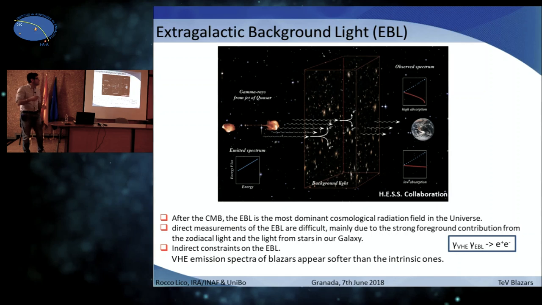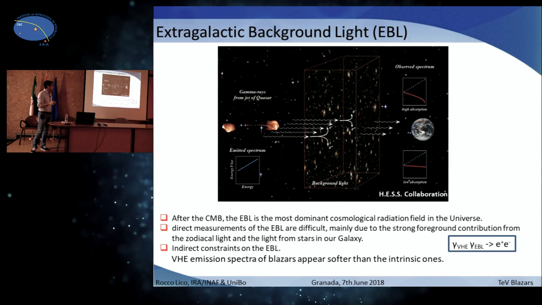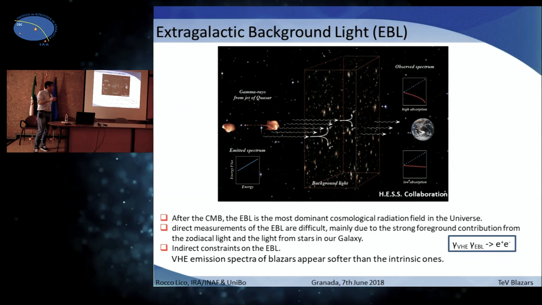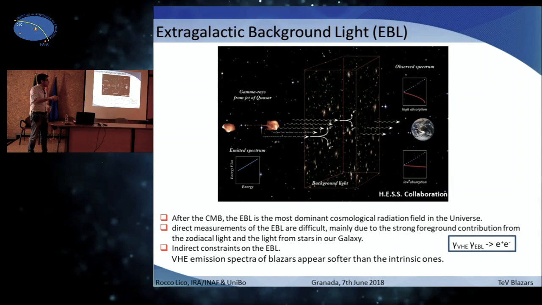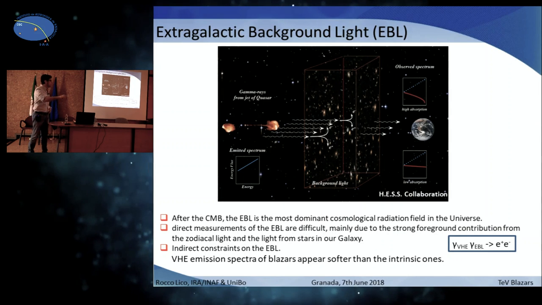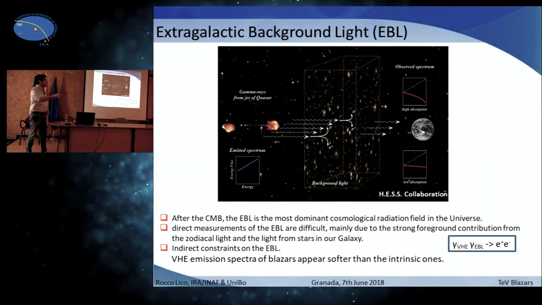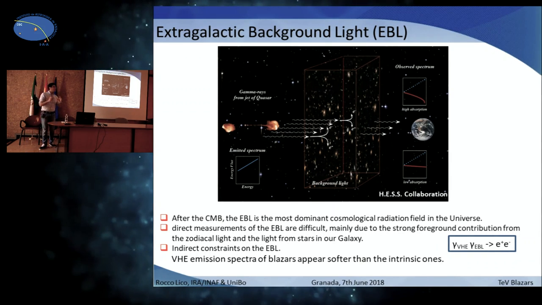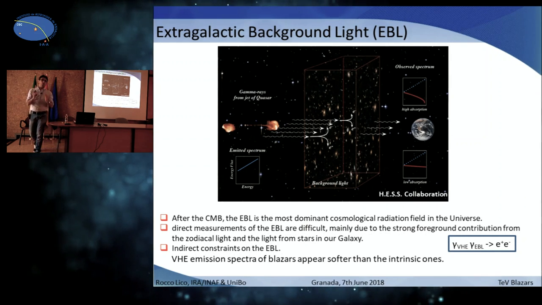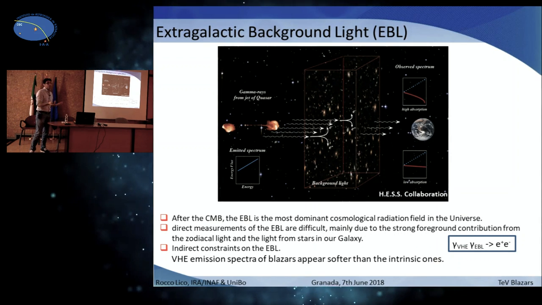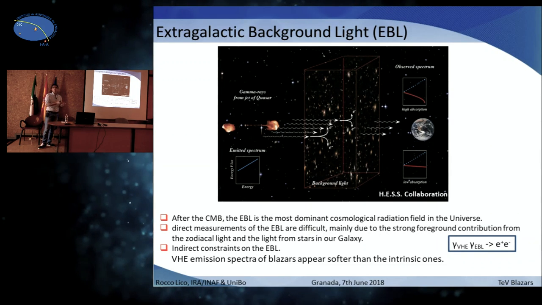How can we do this? This is because the very high energy spectra of high synchrotron peaked blazars are softer than the intrinsic ones. And this is because the very high energy photons of high synchrotron peaked blazars, by interacting with the low energy photons of the EBL, produce electron-positron pairs. As a consequence, the observed spectrum appears softer than the intrinsic one. And so if we assume a limit to the intrinsic hardness of the spectrum and compare this with the observed one, we can infer the maximum level of absorption of the EBL and also the density of the EBL itself.